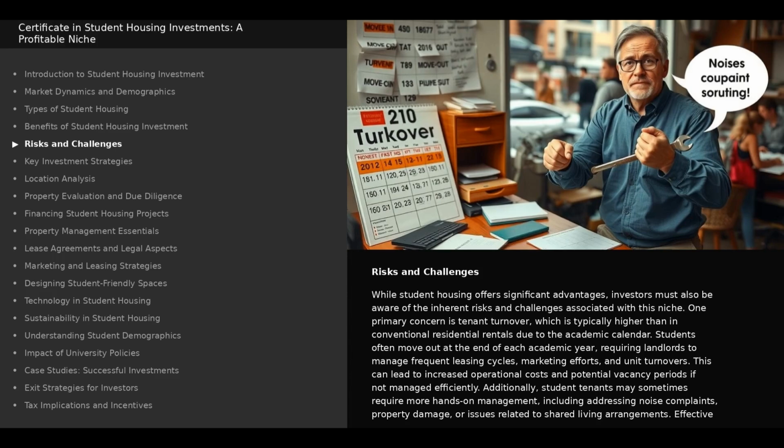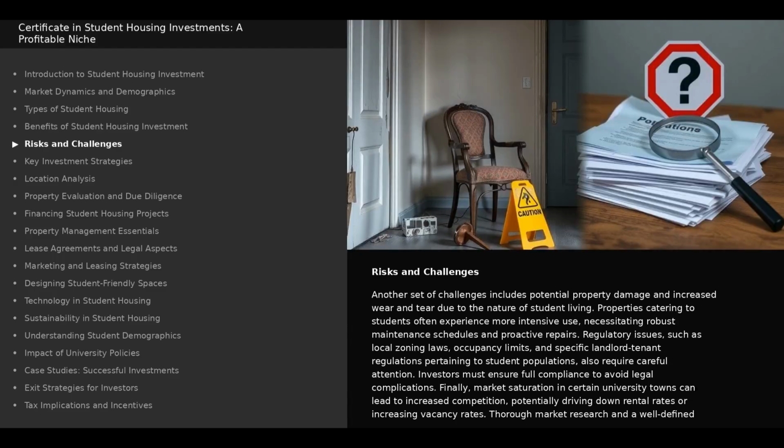This can lead to increased operational costs and potential vacancy periods if not managed efficiently. Additionally, student tenants may sometimes require more hands-on management, including addressing noise complaints, property damage, or issues related to shared living arrangements. Effective property management is crucial to mitigate these challenges. Another set of challenges includes potential property damage and increased wear and tear due to the nature of student living. Properties catering to students often experience more intensive use, necessitating robust maintenance schedules and proactive repairs.